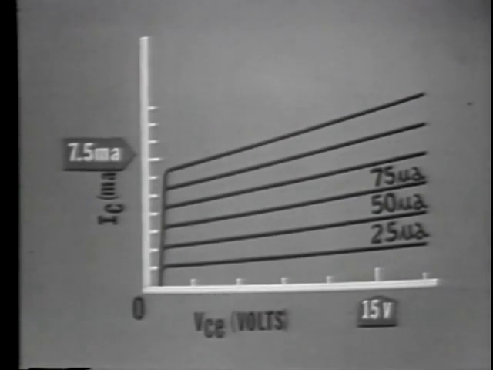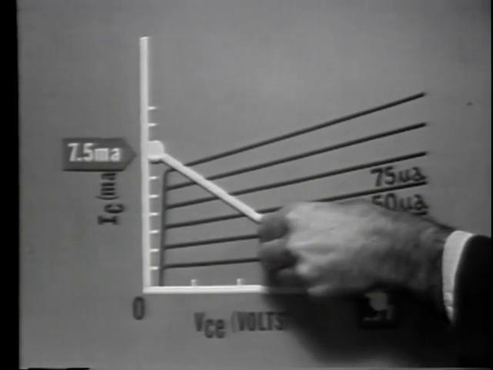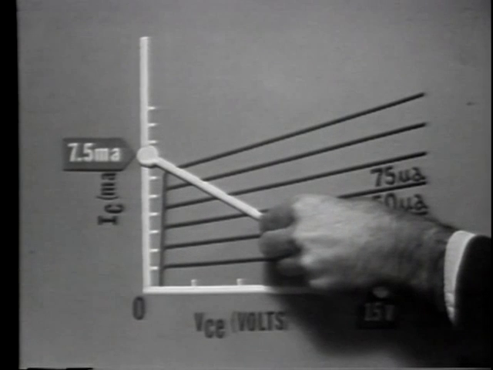This point of 15 volts collector to emitter voltage and 0 milliamps of collector current is right here on the graph. 15 volts is the maximum voltage in the circuit. By connecting these 2 points on the graph with a straight line, we have the load line for this transistor amplifier.